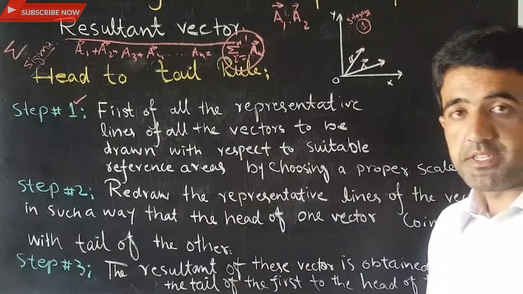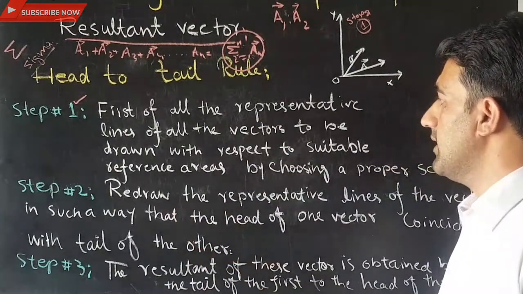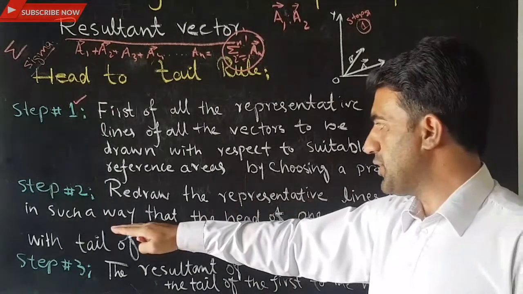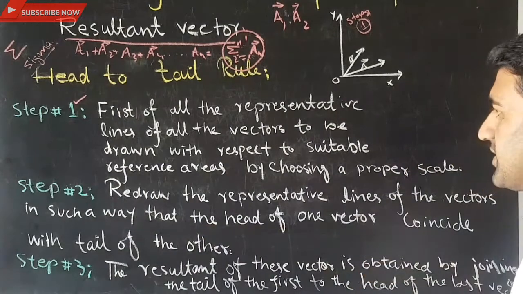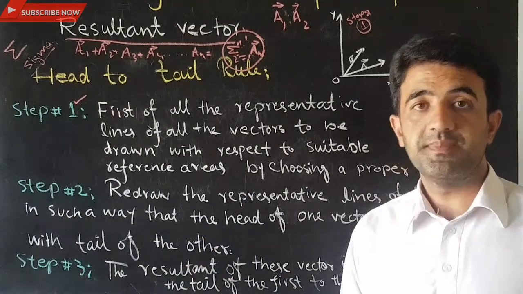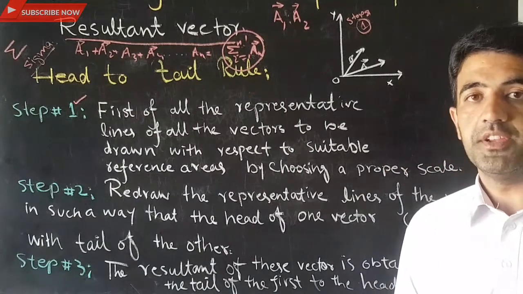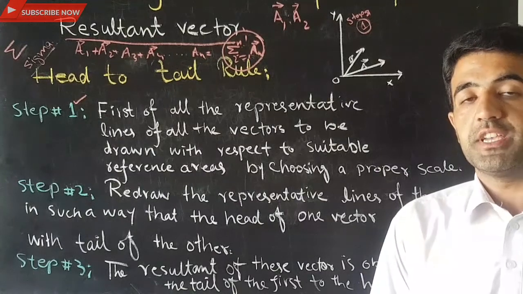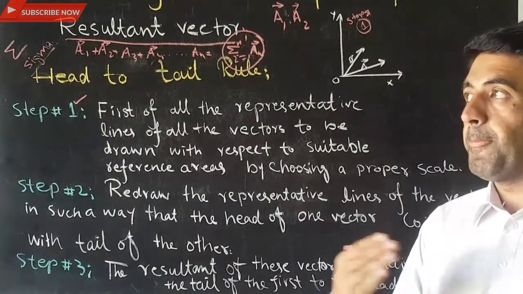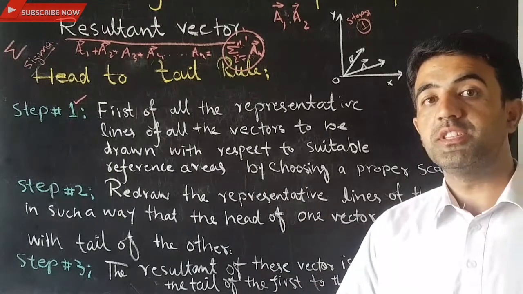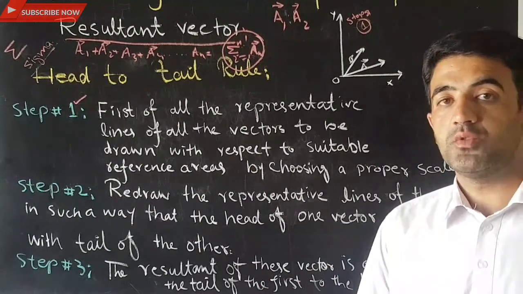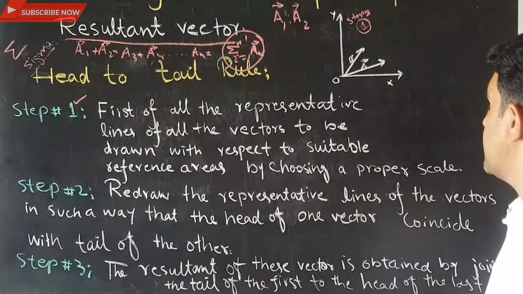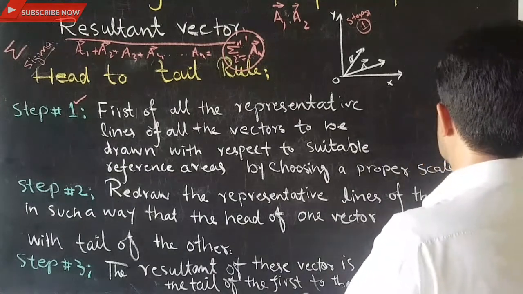Next, in step number 2, I write here to redraw the representative lines of the vectors in such a way that the head of one vector coincides with the tail of the other. The second step is very clear to understand. In this step, I have clearly mentioned that you should redraw the vectors in such a way that the tail of the second vector must coincide with the head of the first vector. So I am going to express step number 2 here in a pictorial diagram.